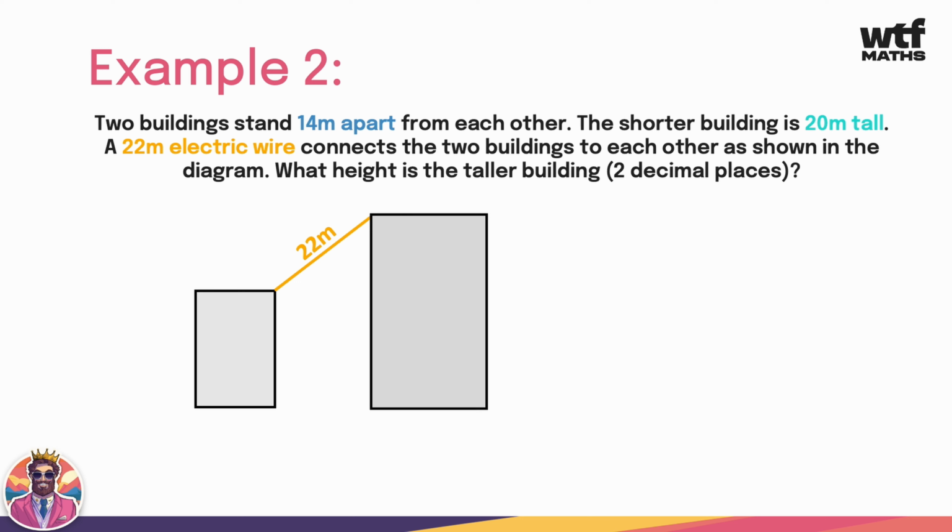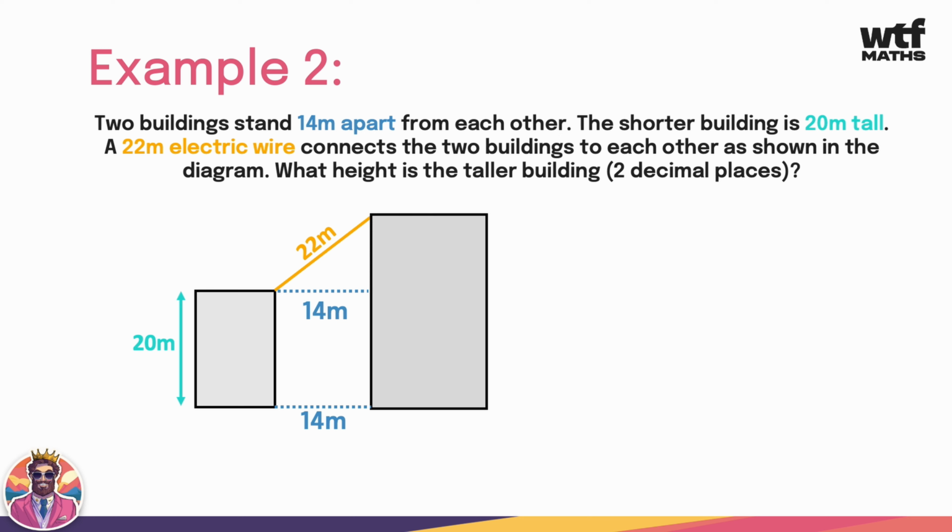So to solve a problem like this, first of all, have a close look at the diagram. We've got a short building on the left, a tall building on the right, and we know there's a cable connecting the edges between them. We know from the question that the buildings are 14 meters apart, and we know the shorter building is 20 meters tall. So we're trying to look for a right angle triangle somewhere in this question. If we draw a dotted line from here to here, the distance will be 14 meters because it has to match the bottom, because this makes a rectangle shape.